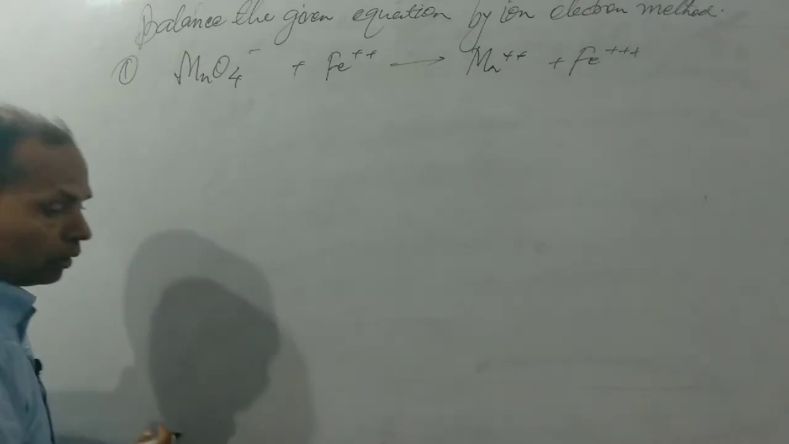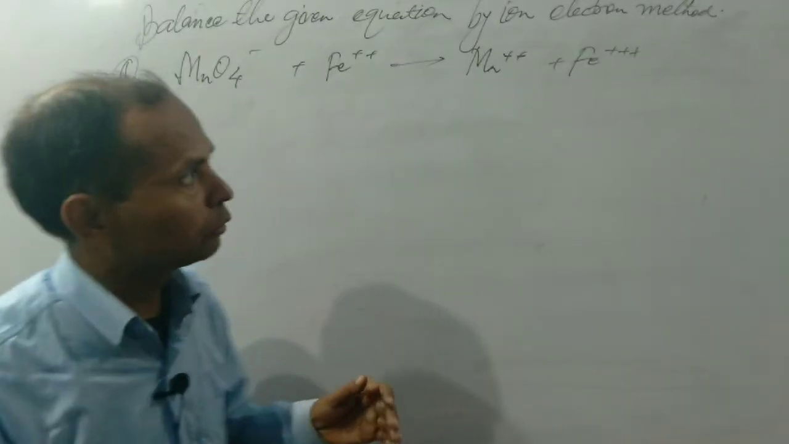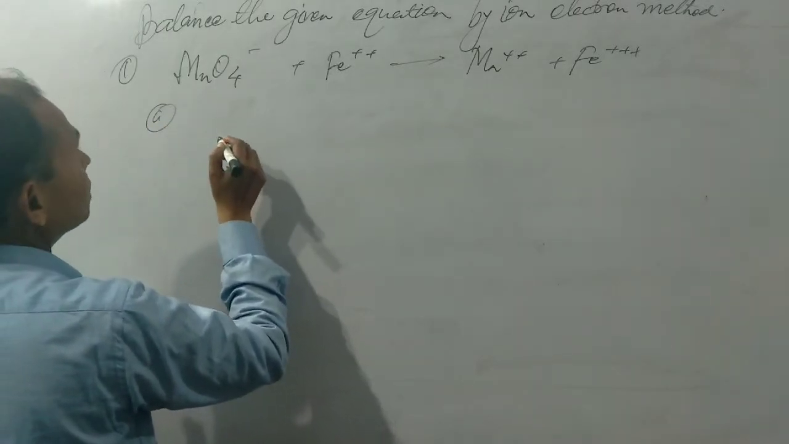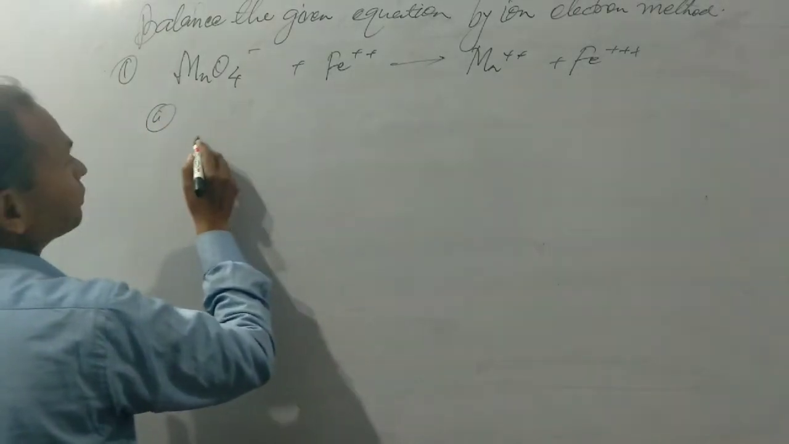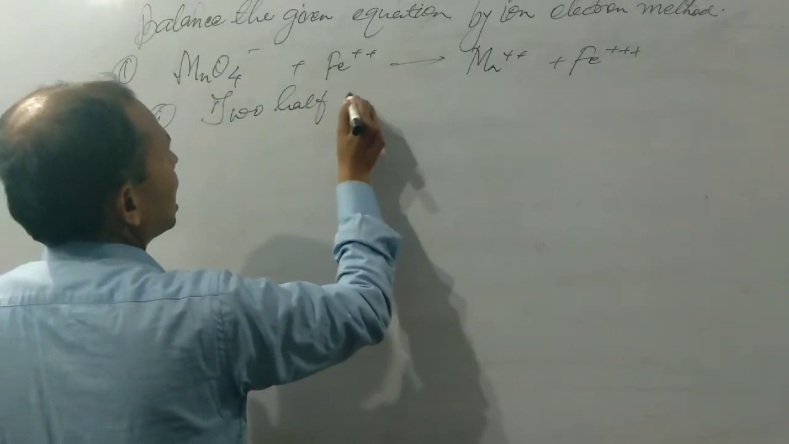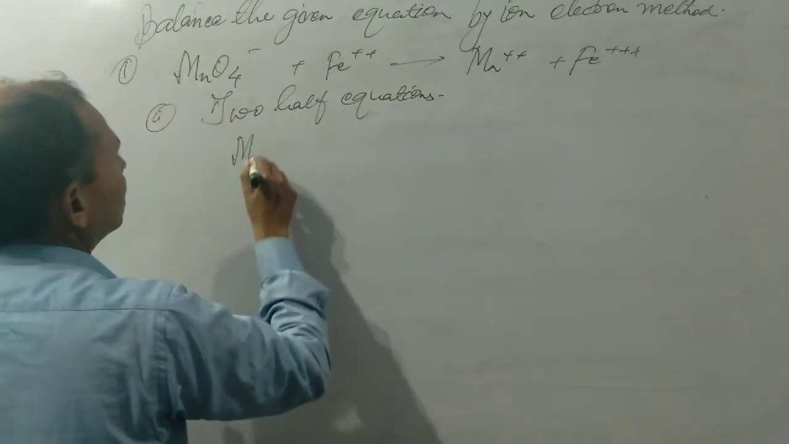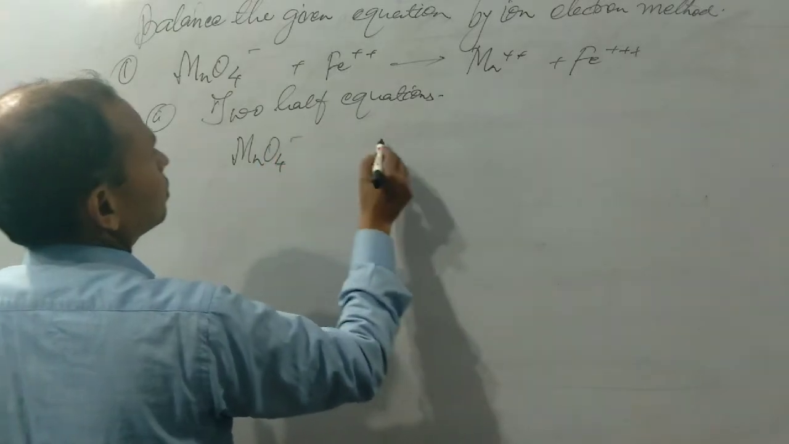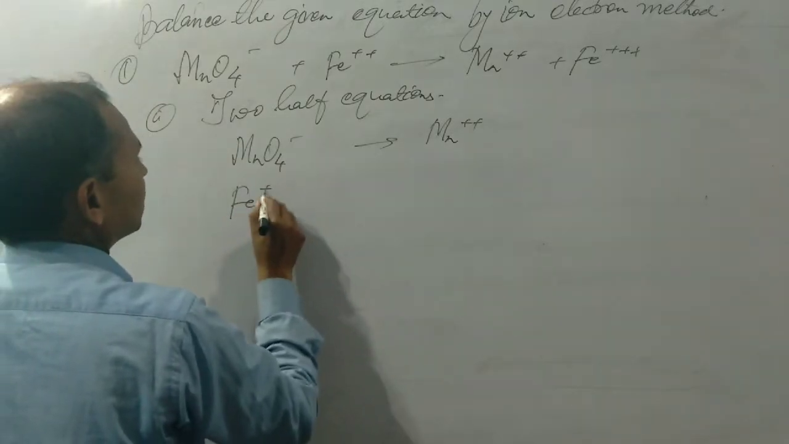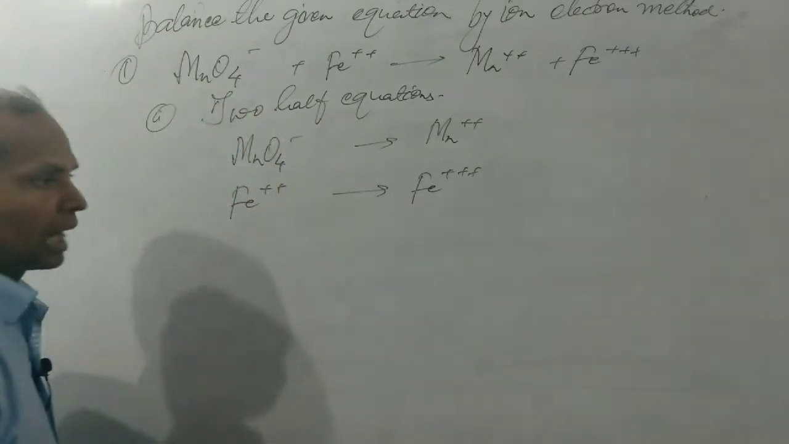So the rule tells us, first we have to divide the given equation into two half equations. So the first step will be represented as A. We can write two half equations: MnO4 minus gives Mn plus 2, and Fe plus 2 gives Fe plus 3. These are the two half equations.